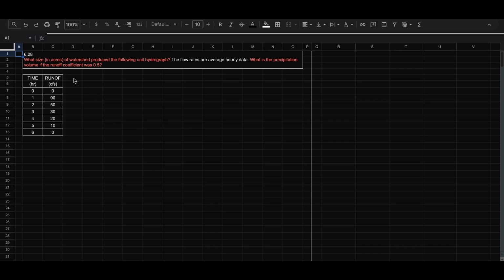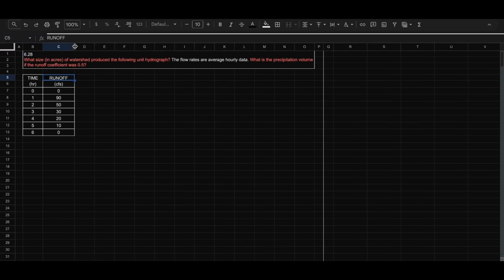Problem 6.28. What size in acres of watershed produces the following unit hydrograph? Now this is runoff, but this is a unit hydrograph. The flow rates are average hourly data. What is the precipitation volume if the runoff coefficient was 0.5? Okay, let's go one by one. What is the size? We know the size of the watershed, or the area.